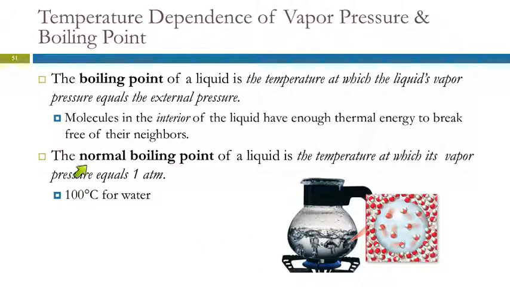So what we refer to as the normal boiling point is the boiling temperature at which the vapor pressure equals 1 atmosphere. So 1 atmosphere is normal. It's 100 degrees Celsius for water. If we change the external pressure, we change the boiling point of the liquid.